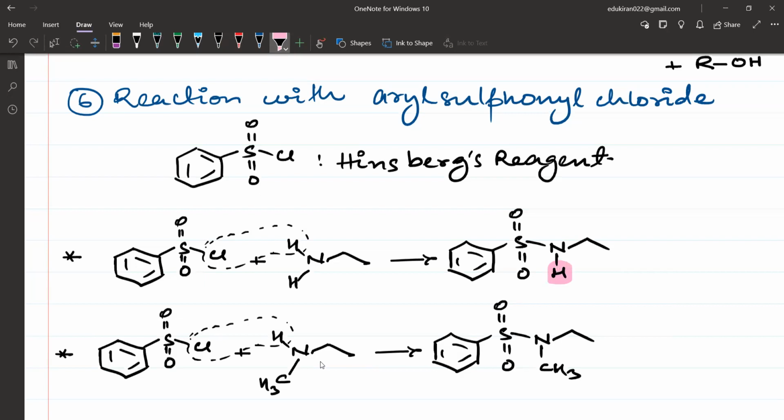अच्छा, अब इन दोनों में फर्क क्या है प्लीज देखिए. Here we have a hydrogen atom on nitrogen, and here we don't have any hydrogen atom on nitrogen. The hydrogen in the first case, it is what? This is very acidic.